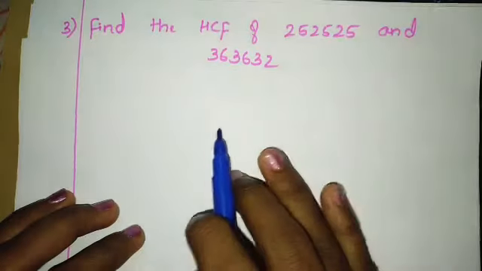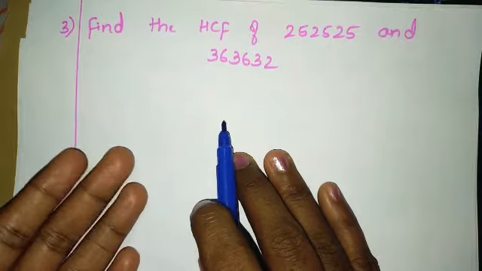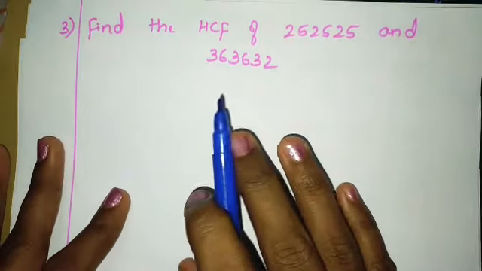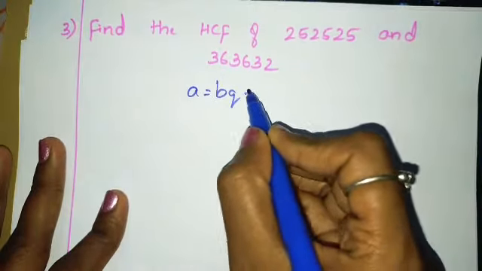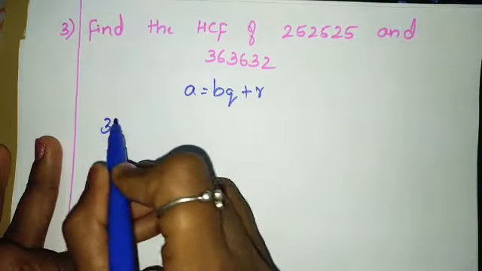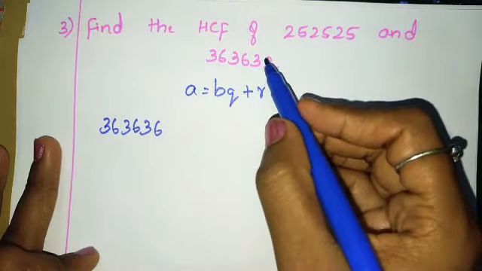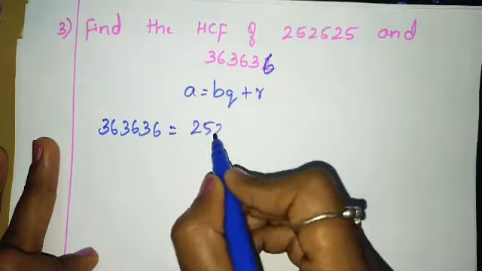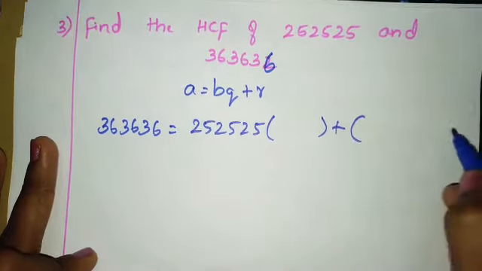Now you can do this HCF using the fundamental theorem of arithmetic, like prime factorization, or by Euclid's lemma. That's your wish. I'll use Euclid's lemma, that is a equals bq plus r. Divide the greater number by the smaller. So that is 363636, sorry, this is 363636 equals 252525. If I multiply this with something, I'll get some remainder.